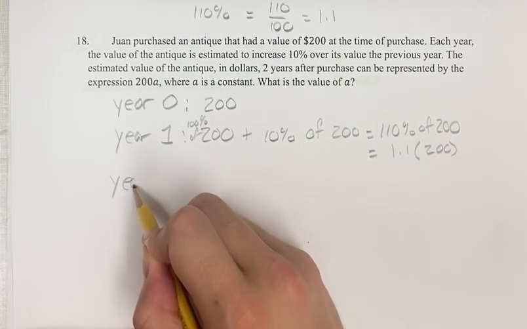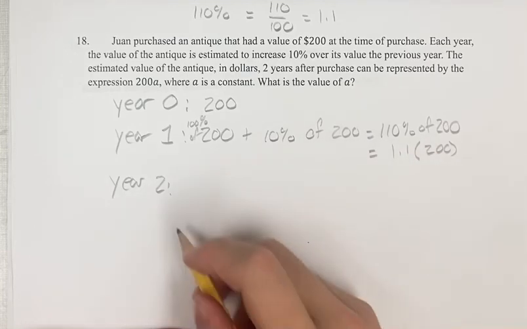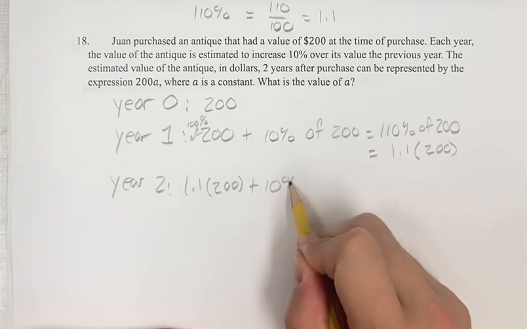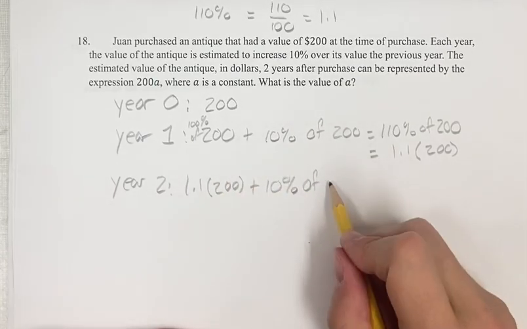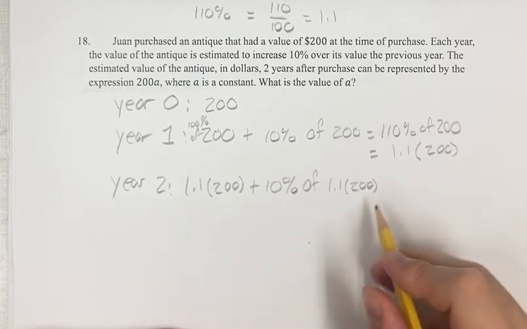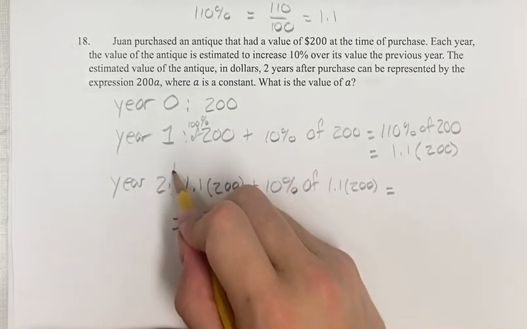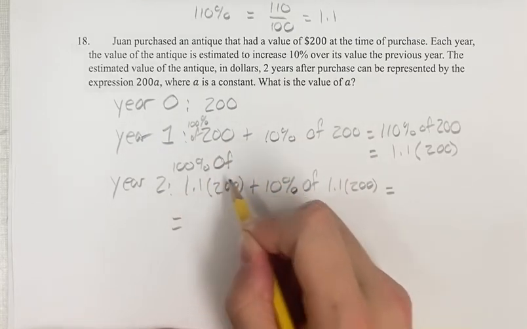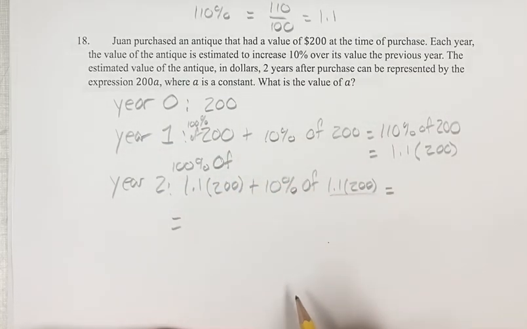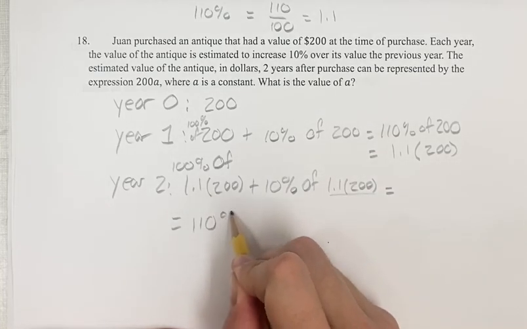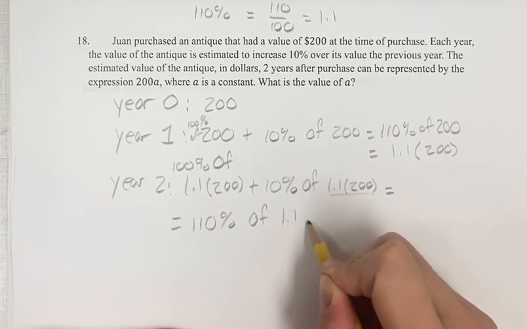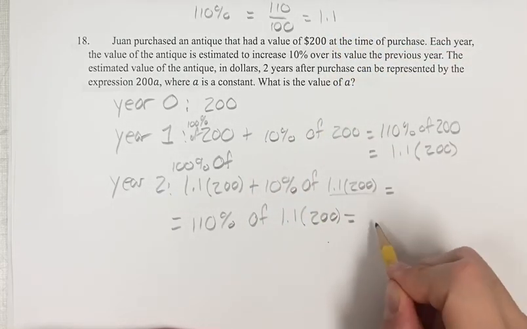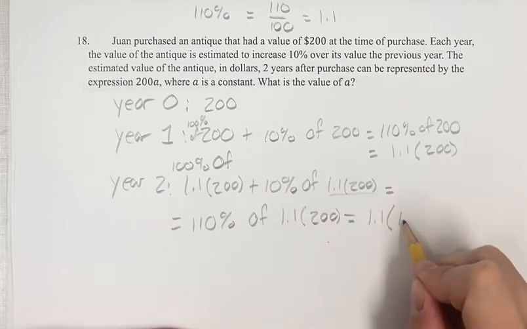What's year two? Well, you take your value from the previous year, 1.1 times 200, and you add 10% of that value, 1.1 times 200. This is equal to 100% of this value plus 10% of this value. You're seeing the pattern here. We have 110% of 1.1 times 200. What is 110%? We already found it's 1.1. So this is 1.1 times the thing inside, 1.1 times 200.